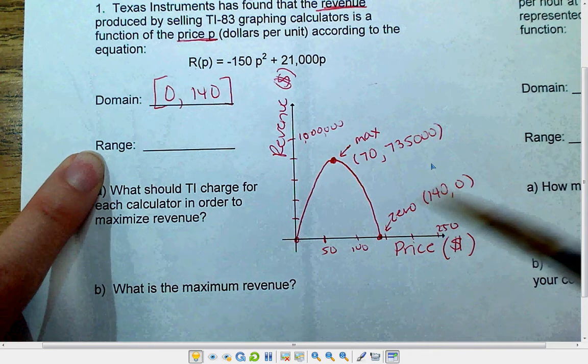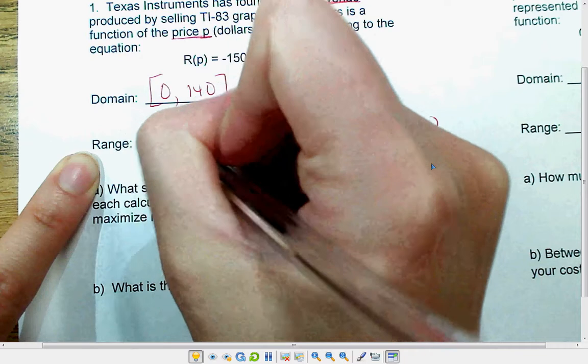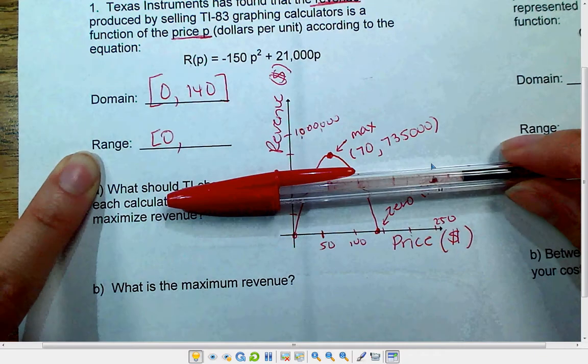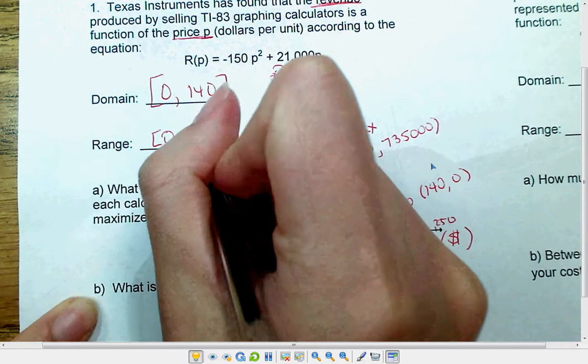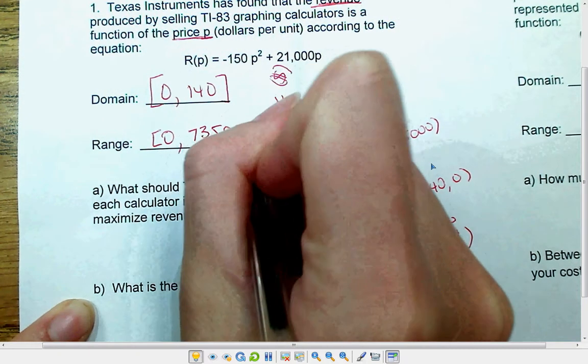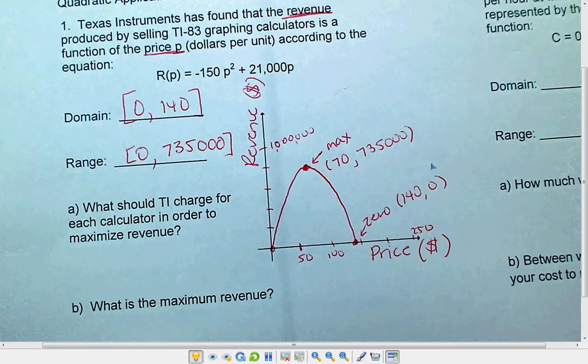Our range, now we're looking at our y values. The smallest one is again 0, again bracket. Our highest is going to be at the maximum point, and again we're looking at our y-axis, so it's going to be the y value of our maximum, which is 735,000. So that's my domain and my range.